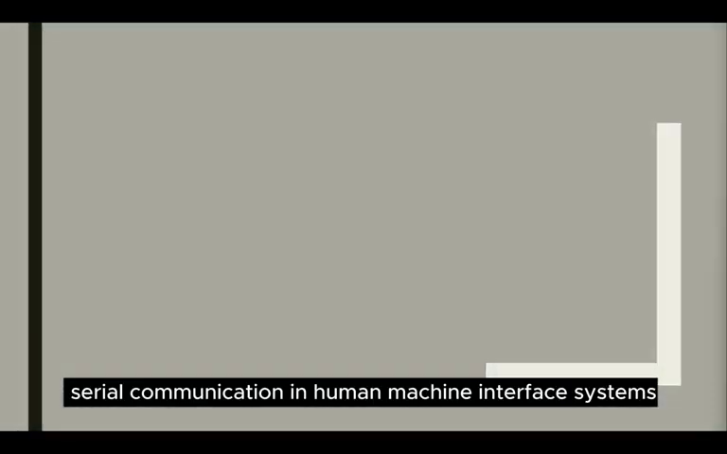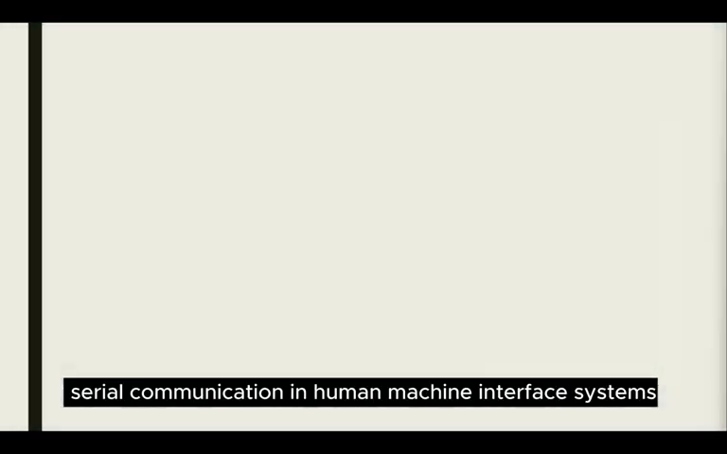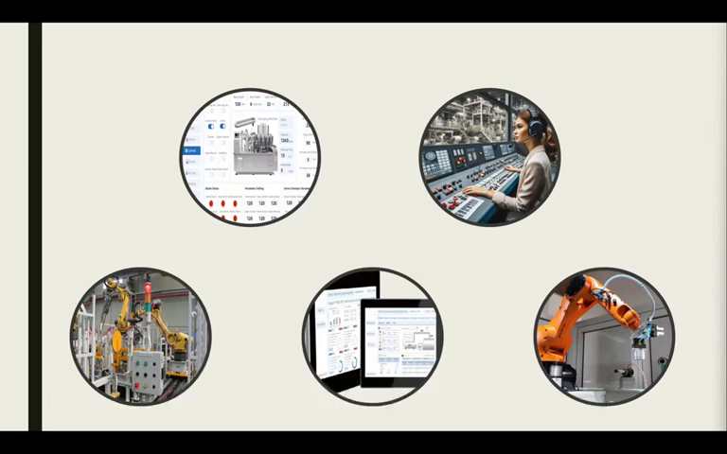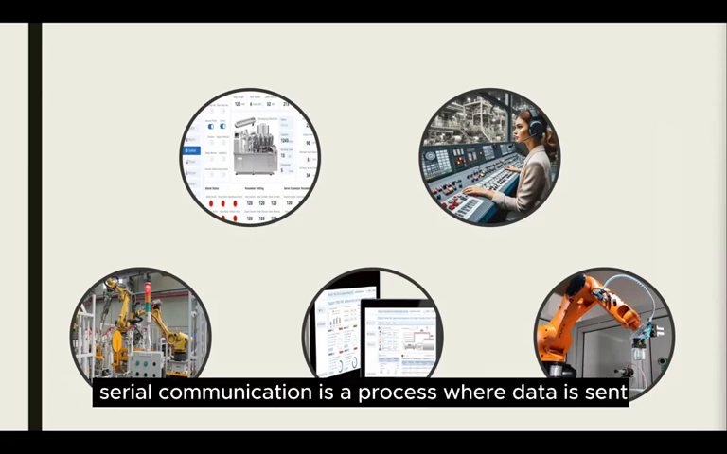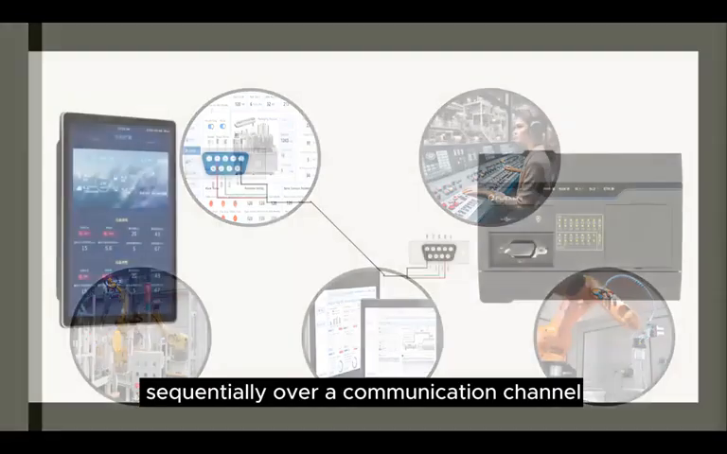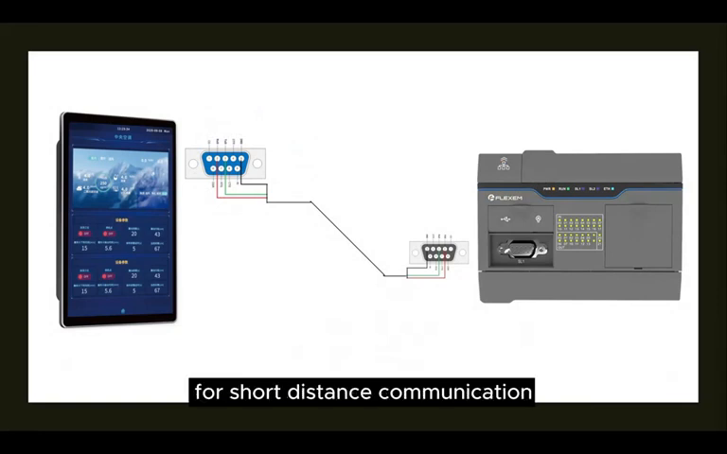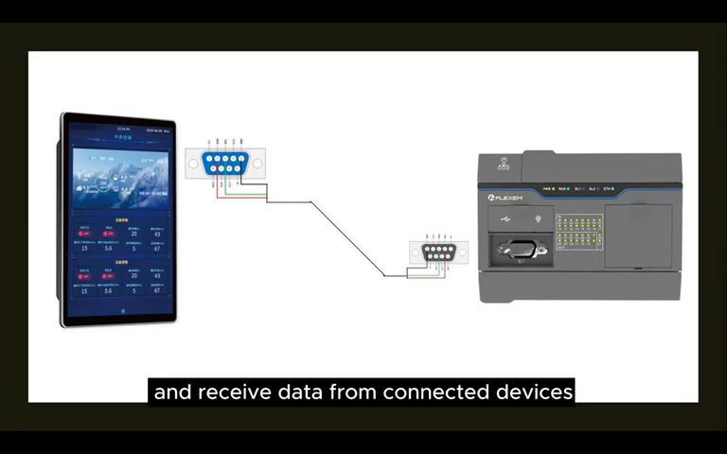Serial communication in human-machine interface systems is a fundamental aspect that allows HMI to interact with other devices like Programmable Logic Controllers and sensors. Serial communication is a process where data is sent sequentially over a communication channel. It's a widely used method for short-distance communication between devices. In the context of HMI, serial communication enables the HMI to send commands to and receive data from connected devices.